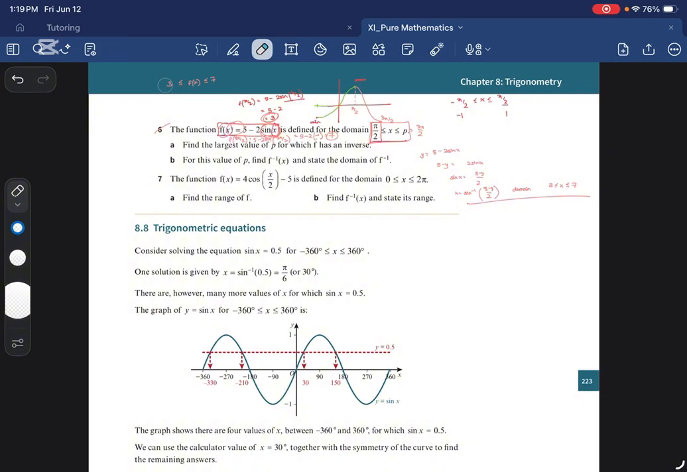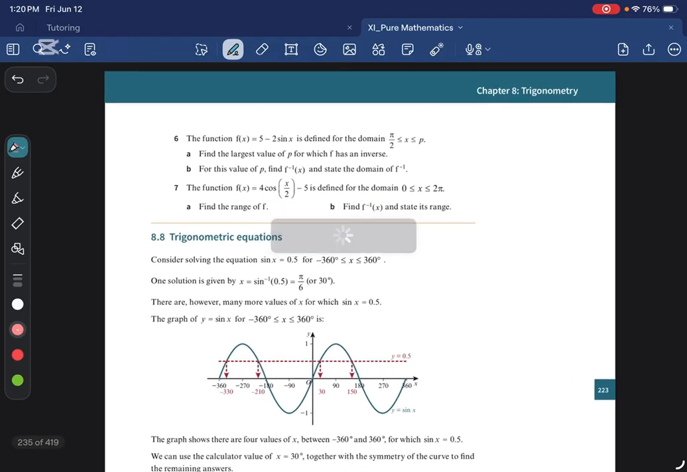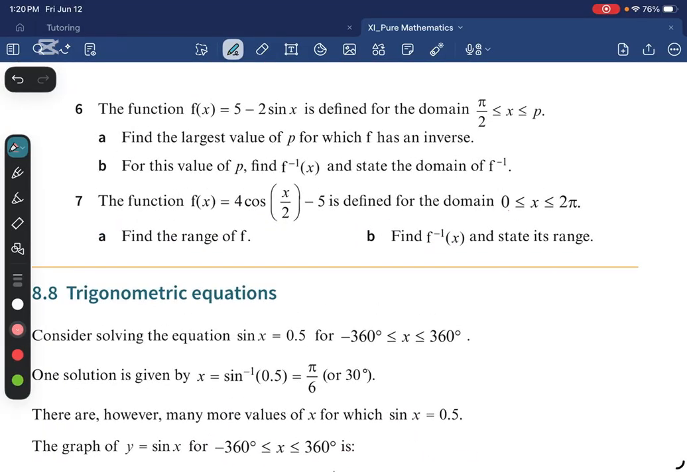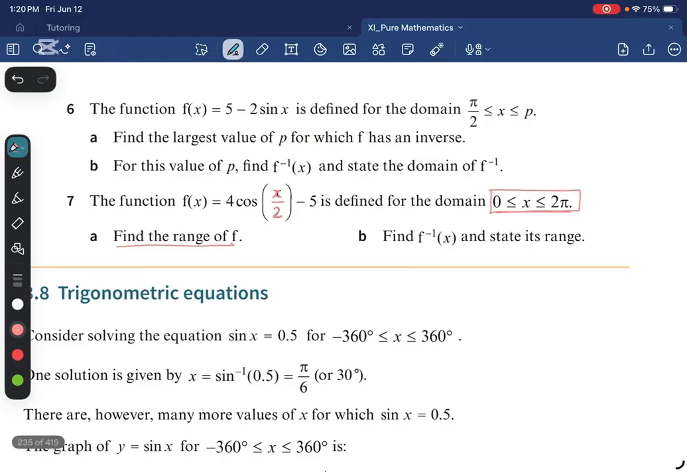And question 7. We have a function again for this domain. All right. And see, it's x over 2. So if it's x over 2, then this is actually going to be a valid restriction for an inverse function. All right. So find the range of f.